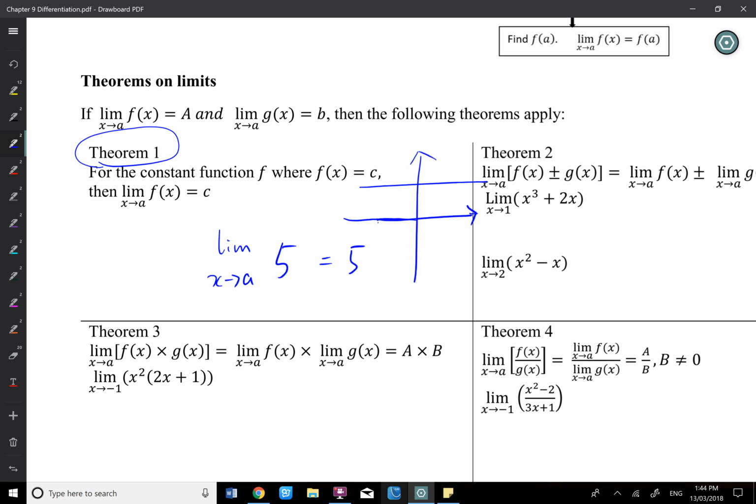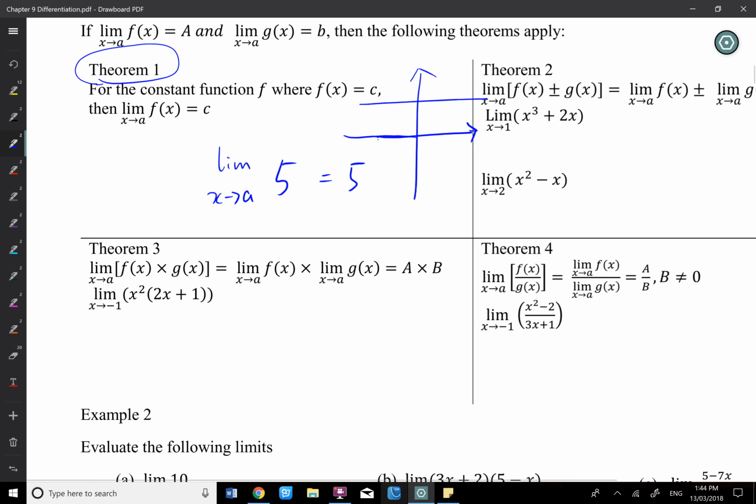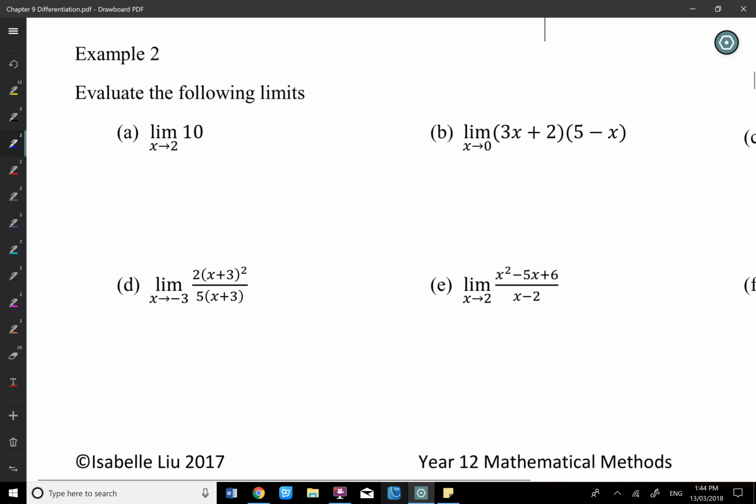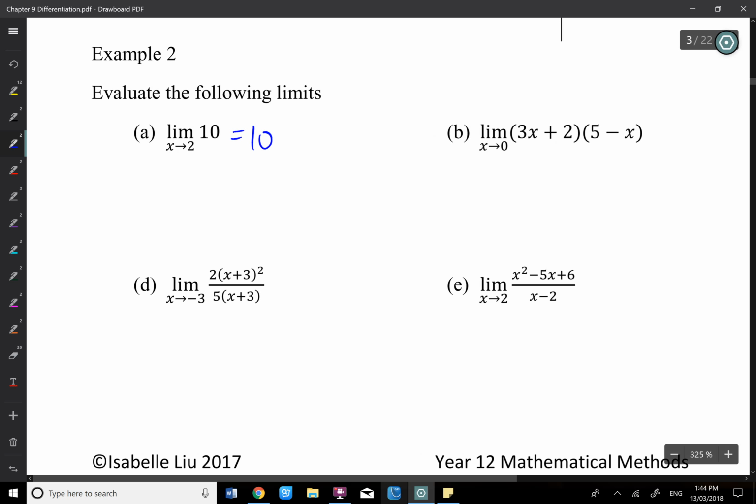And then we talk about evaluation. How do we evaluate limits? For example, what's the answer for the first one? 10. Yeah, 10. The limit of a constant will just be the constant itself, just 10.